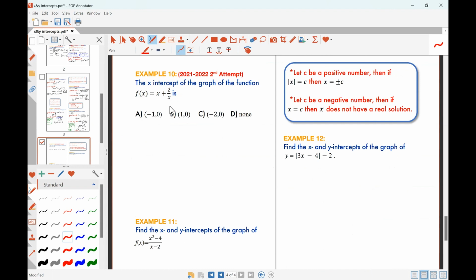So the second method is always trying options. Okay, you either solve or try options. So let me solve it first.